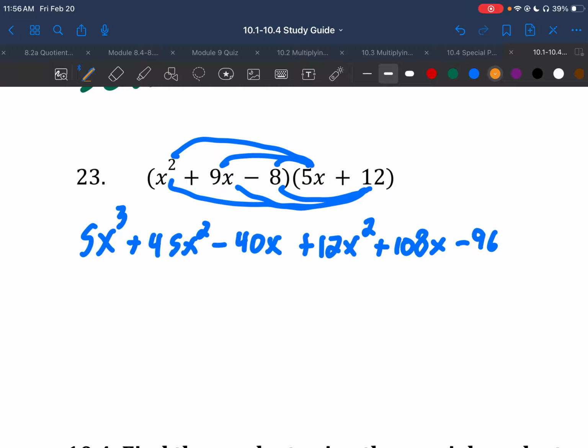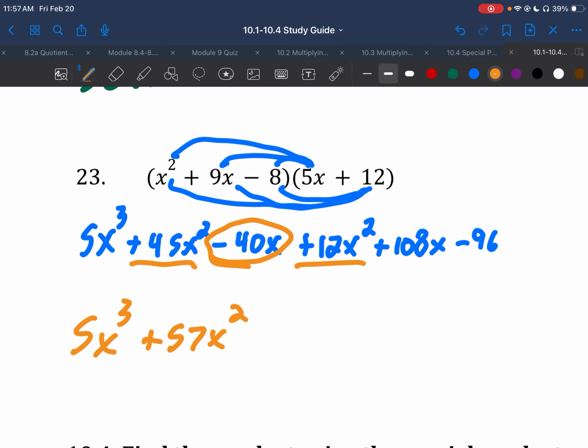Our highest degree is the x cubed term, so we have 5x cubed. And then we combine like terms, 45x squared plus 12x squared is plus 57x squared. Negative 40x plus 108x is plus 68x minus 96.